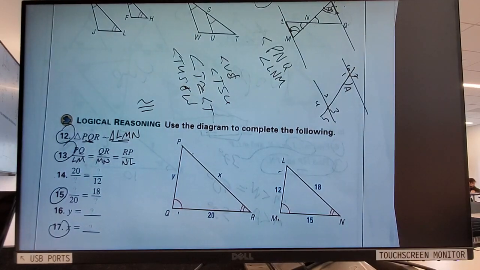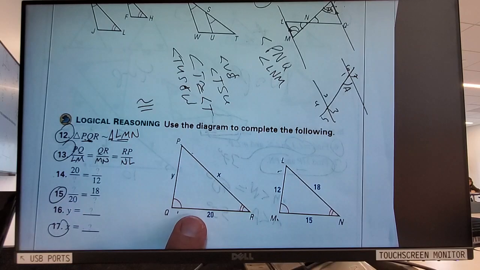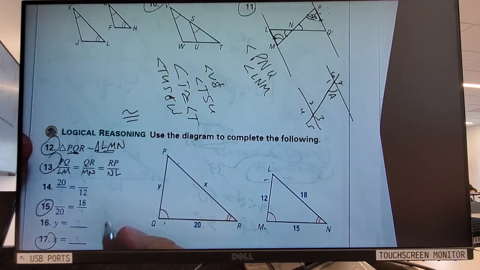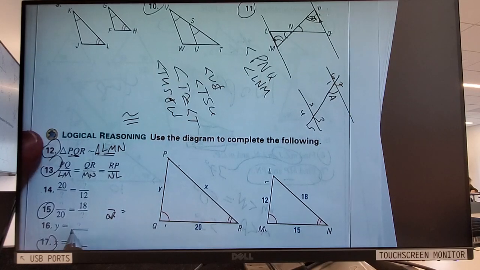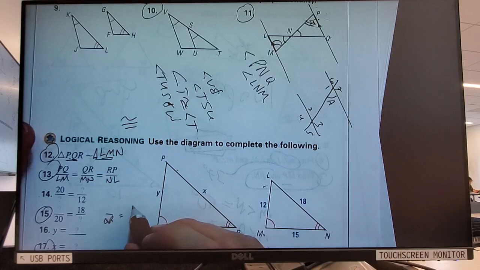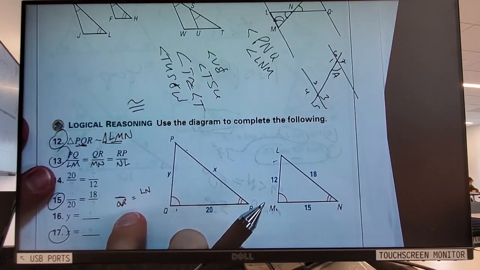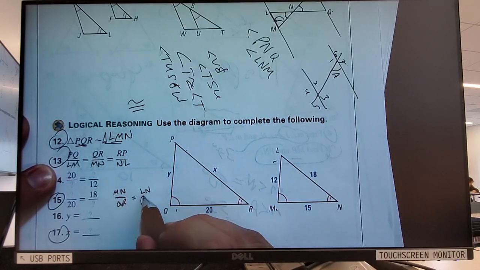Okay. And then 15 is using which two of those? What's 20? QR. Now, of course, they're being a little evil. They took this and turned it upside down, yeah? So this one is saying QR, and what's 18 coming from in the other triangle? LN. So they just turned two things around, yes? So QR was to MN as LN was to RP.